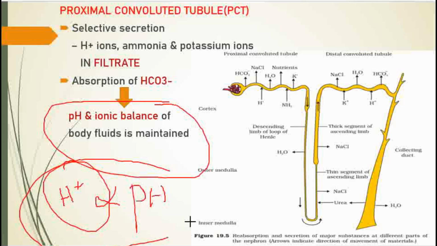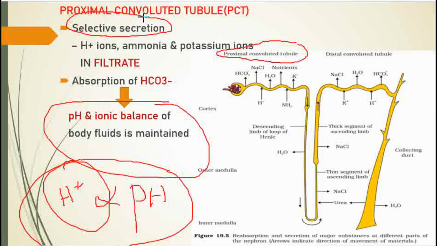So ஒரே இடத்துல மட்டும் ionic concentration அதிகமா இருக்க கூடாது. So this balance must be maintained in our body fluids. So it is very important. So this PCT, in the proximal convoluted tubule, it helps to maintain it. So how அப்படினு பாத்தீங்கன்னா, it helps by selective secretion.